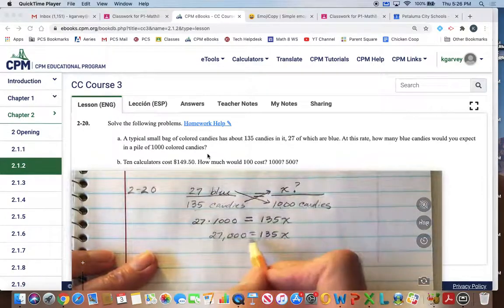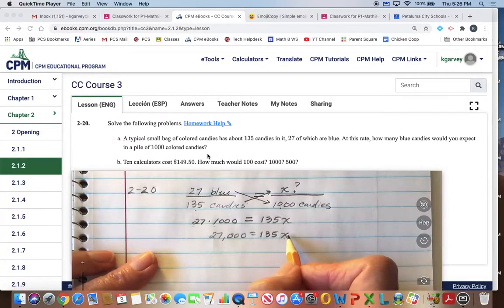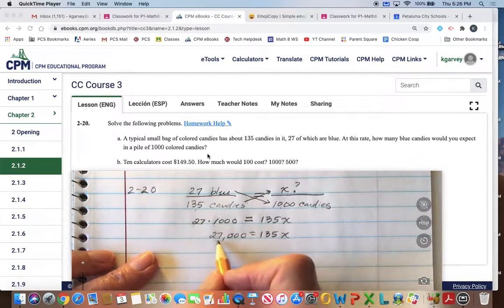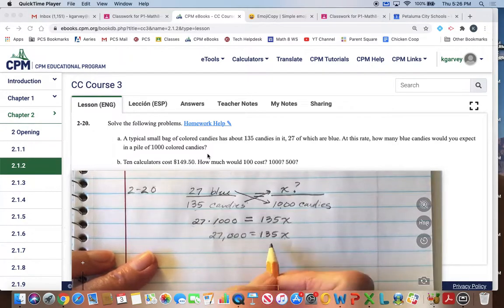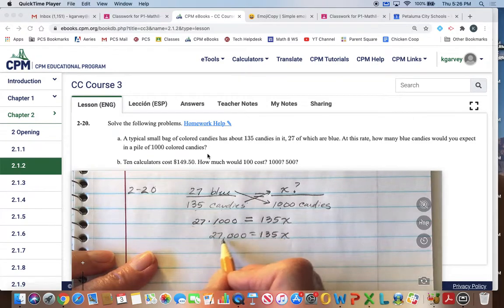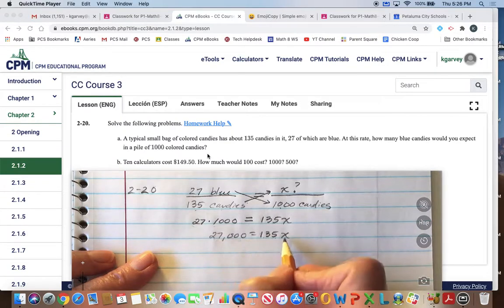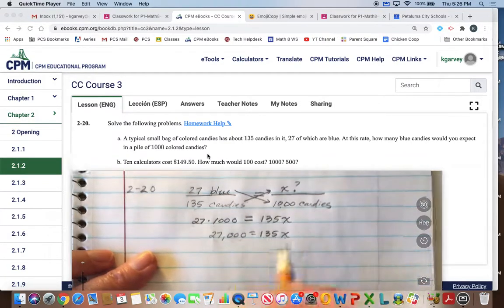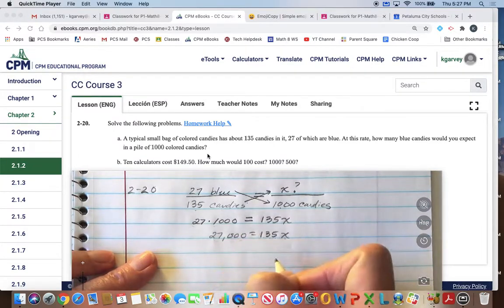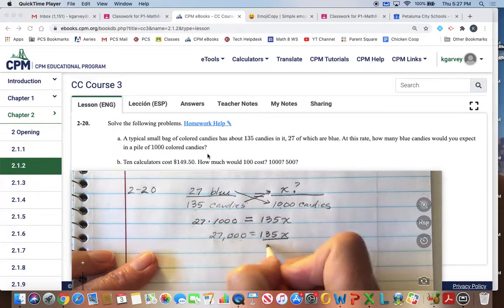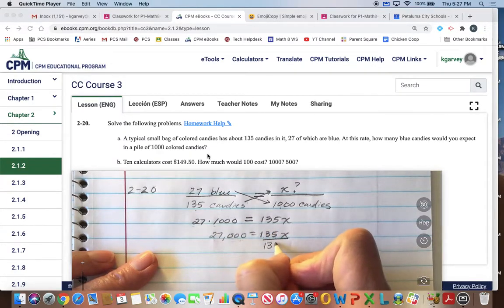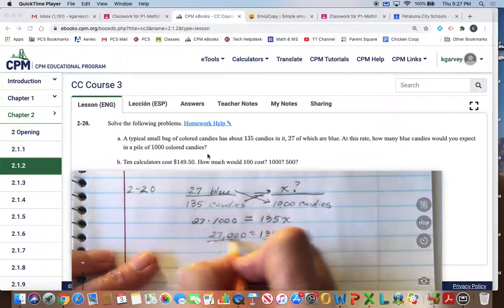So of course we know that we can use one of these two numbers and divide into 27,000 to get the other. So if we divided 27,000 by 135, we'll get x. If we divided 27,000 by x, we would get 135. So it's a little hard to divide by x, so I think we're going to go ahead and just divide by 135. So if you were doing equations, you would be dividing both sides by 135.